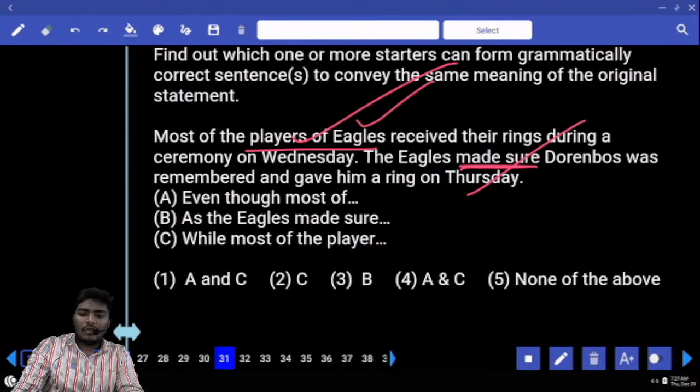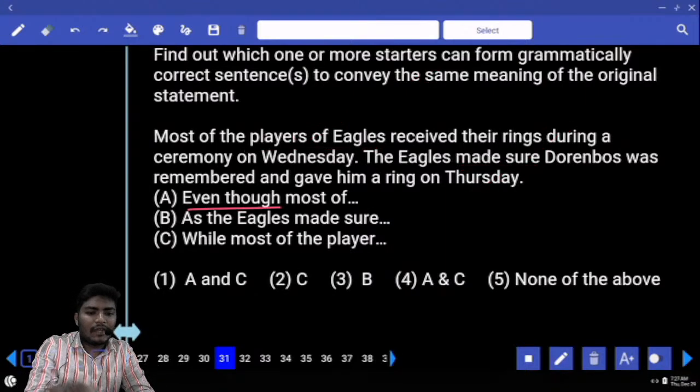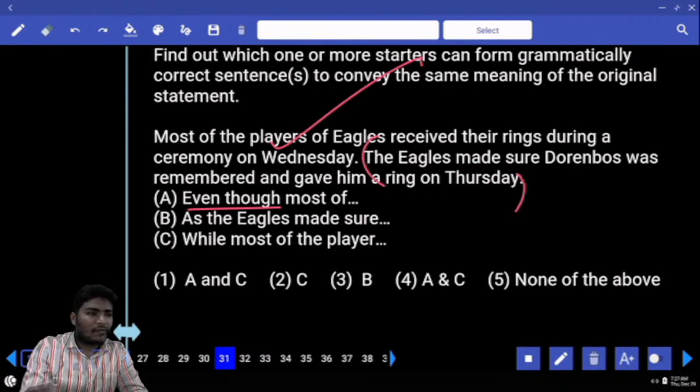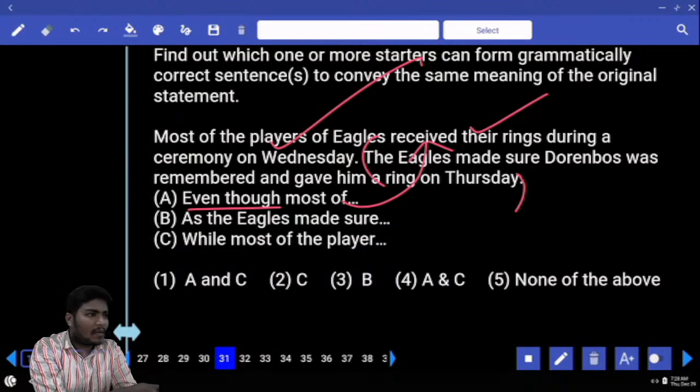Okay. Now, if you look at this case here, even though all of them got rings, only one fellow did not get it. Even though most of the players got the ring, they still made this fellow remember, and gave him a new ring on the next day. Can we go for this combination?